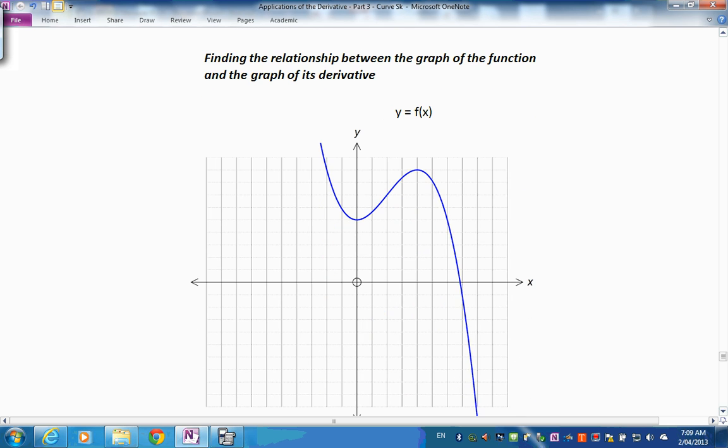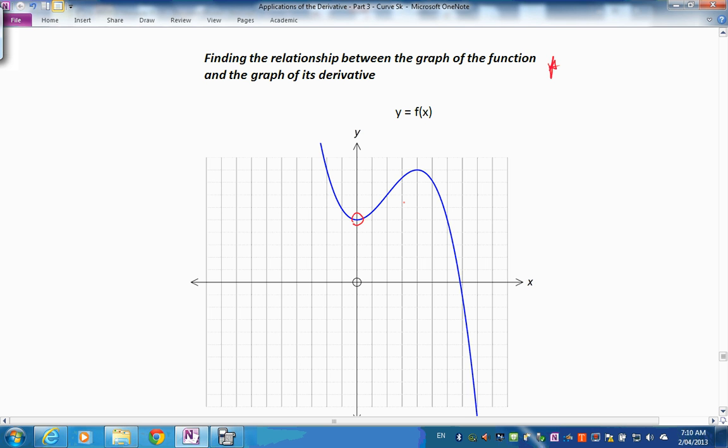Now this is very important because this is not in the Hayes textbook and has been an emphasis in the tests and exams as the course has developed. So let's have a look. Finding the relationship between the graph of the function and the graph of its derivative. So here I have the graph of the function, and I now want to draw the graph of the derivative. So let's have a look. Let's start here first of all.